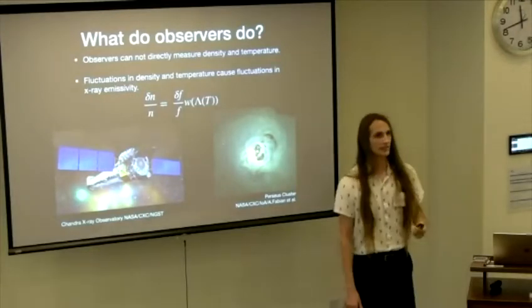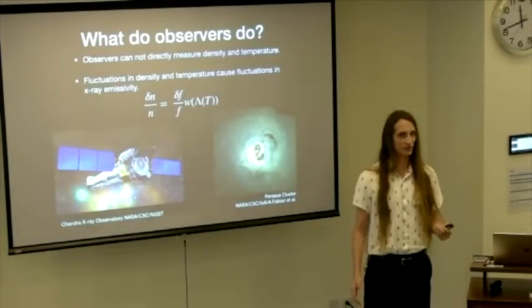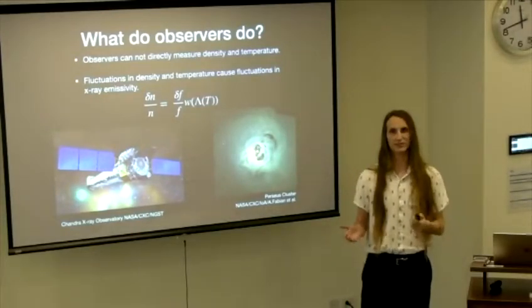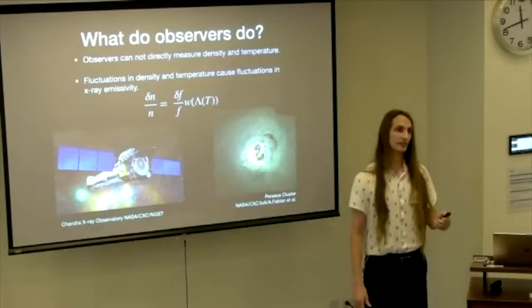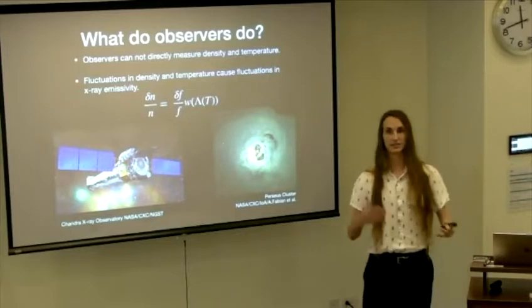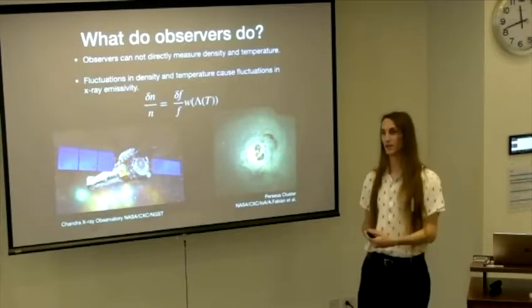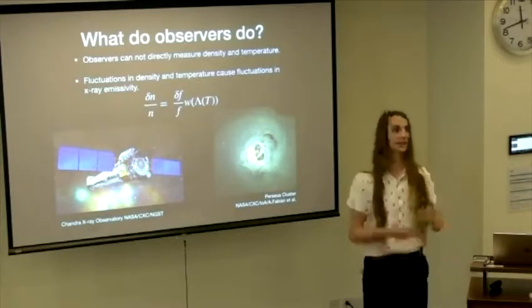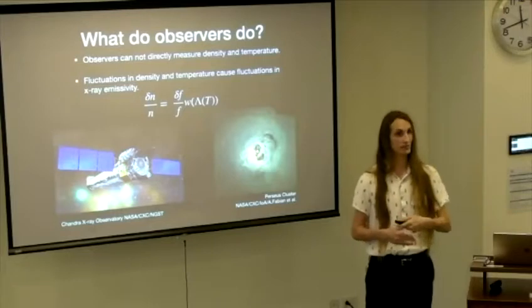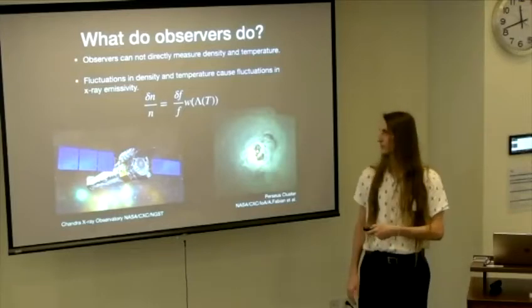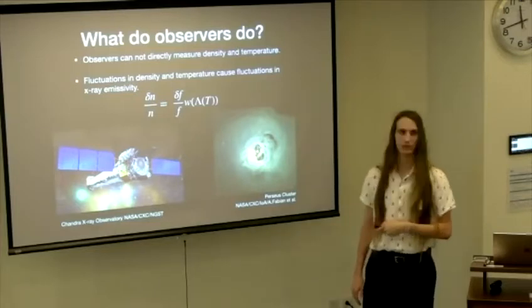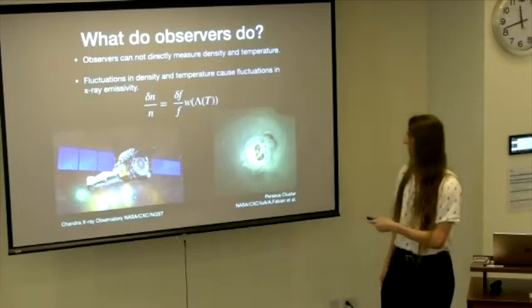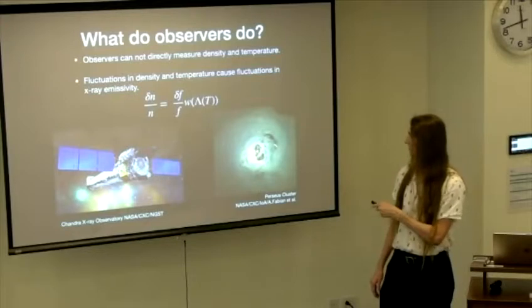Okay, but that's great, but observers can't measure density and temperature. They don't have direct access to that information. But any fluctuations that you have in density and temperature are going to cause corresponding fluctuations in the X-ray emission from the gas. And that you can measure with an X-ray telescope like Chandra. So here's a real X-ray image of the core of the Perseus cluster. And you can see in the X-rays, there's lots of bright spots and dim spots.